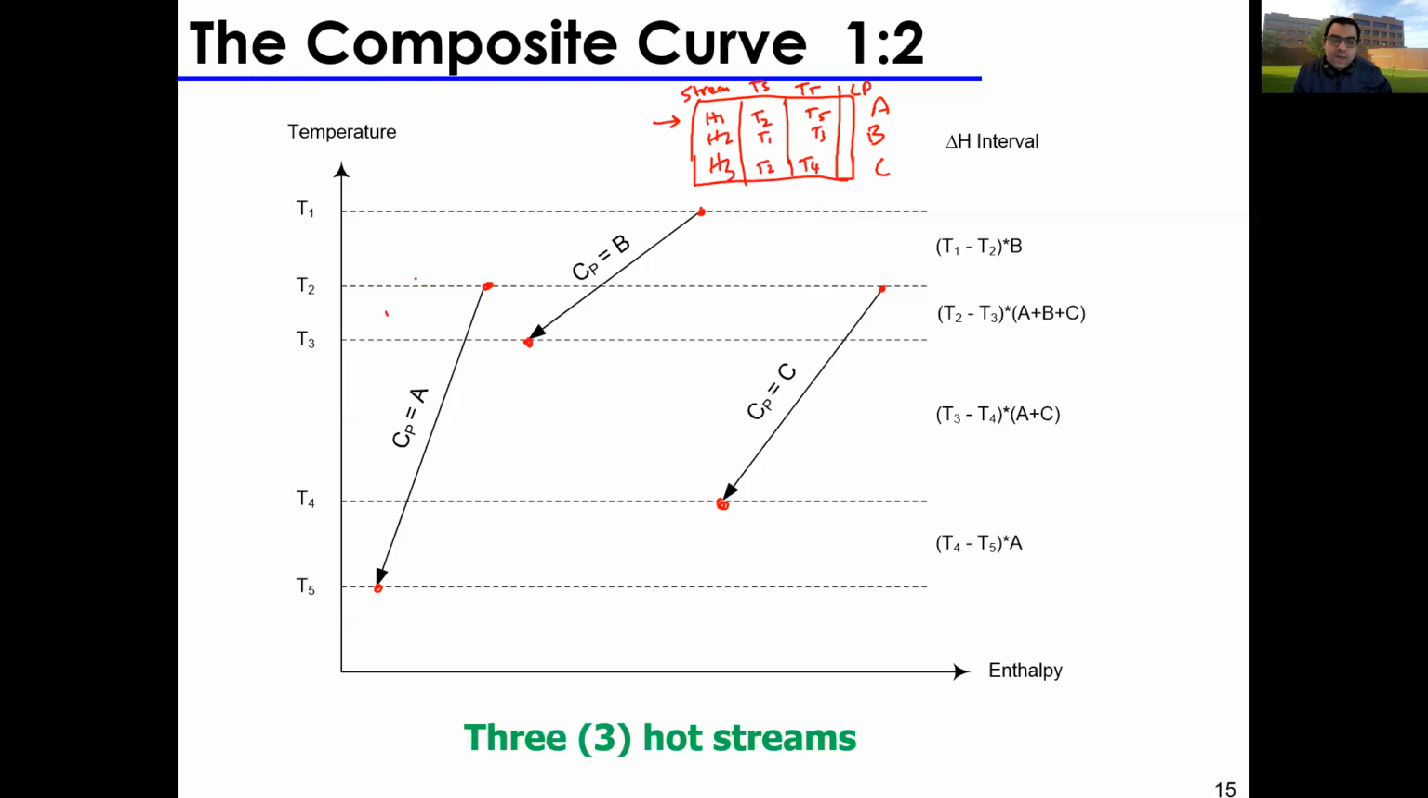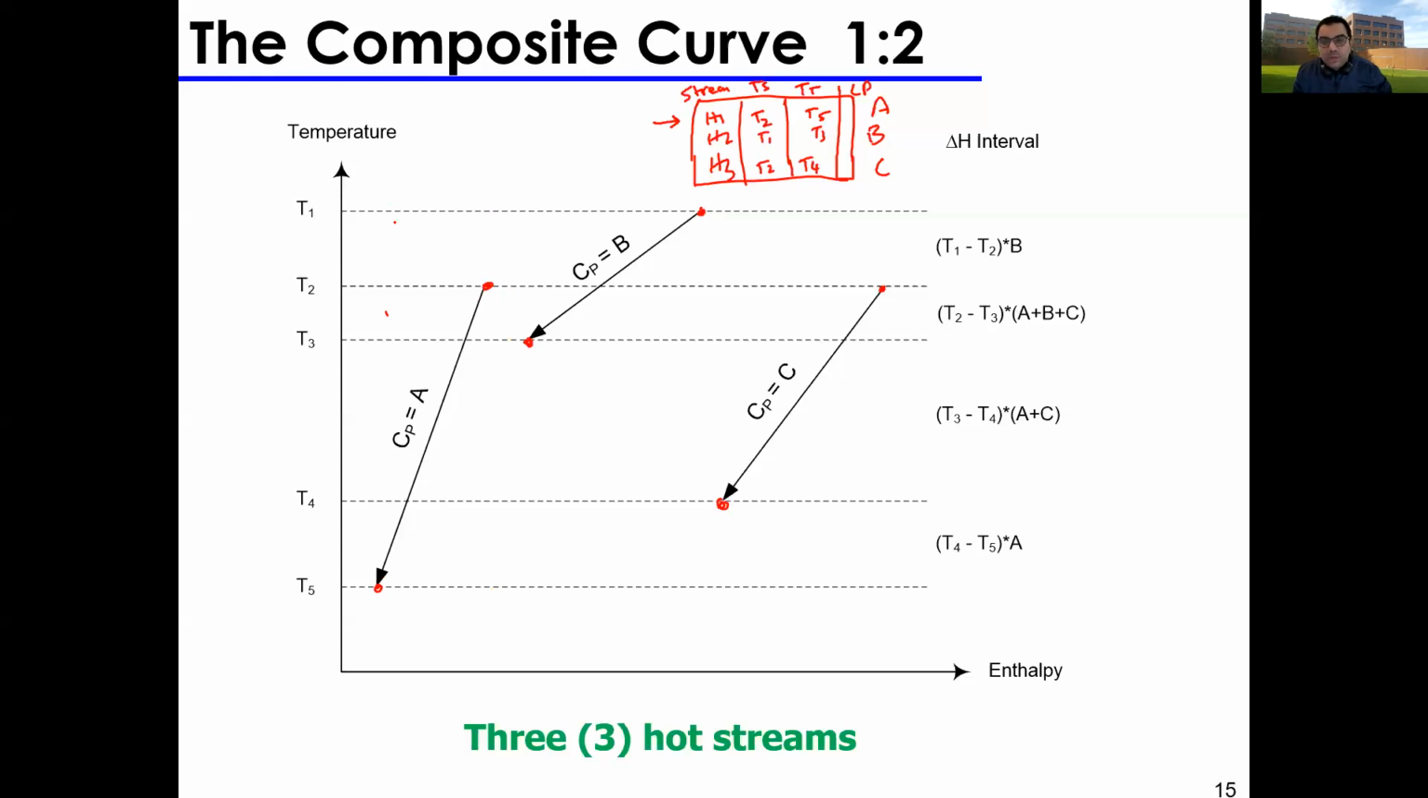So let's recap. So we said you have your stream table. First step is to just indicate where your temperatures are. In some cases you might have 9 streams, whatever it is. You just draw lines next to all of the temperature points you have. And then you look at them stream by stream. So H1 goes from T2 to T5. So for H1, I start at T2, and then I draw a line to T5, and this line has a slope equivalent to the CP value.